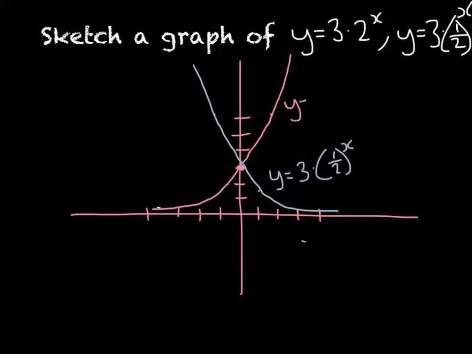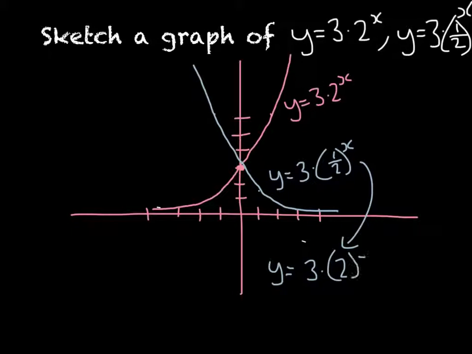And if we think about it, this makes sense because essentially our blue graph here is equal to 3 times 2 to the power of -x by the rules of exponents. And so when you have the exact same function except one of them with an x and the other with a -x, you end up with two functions that are symmetrical over the y-axis.